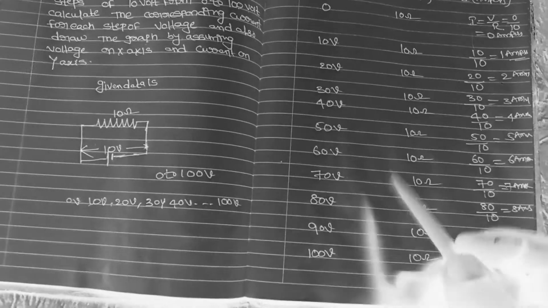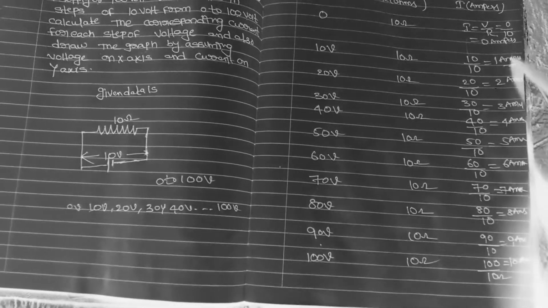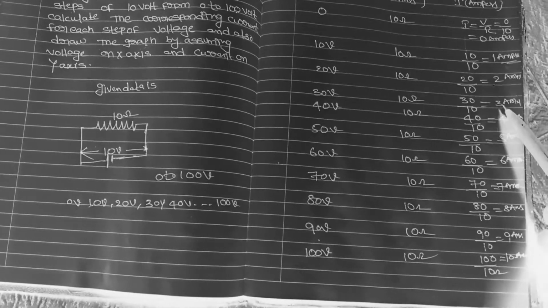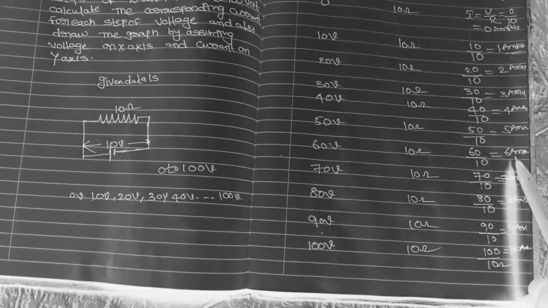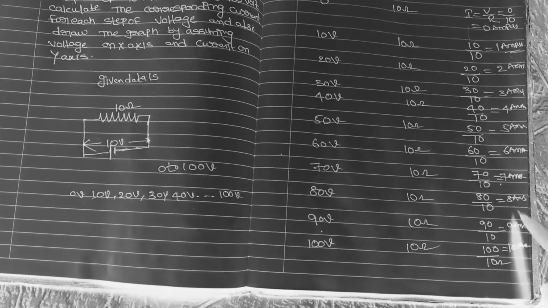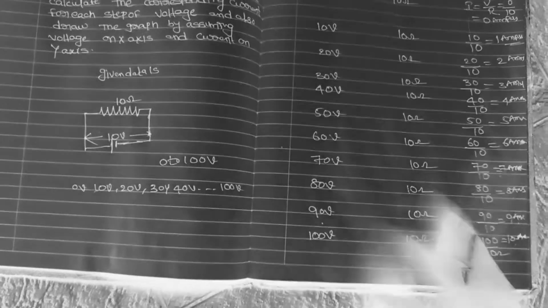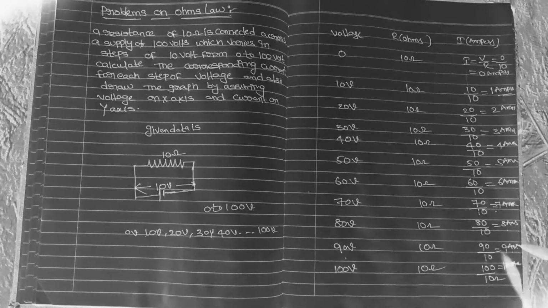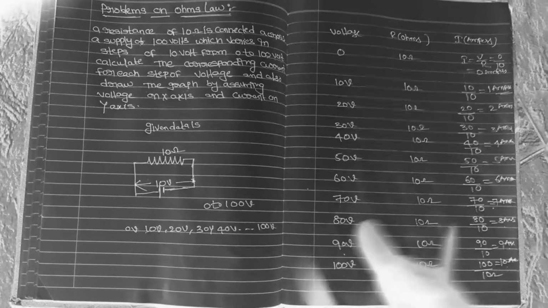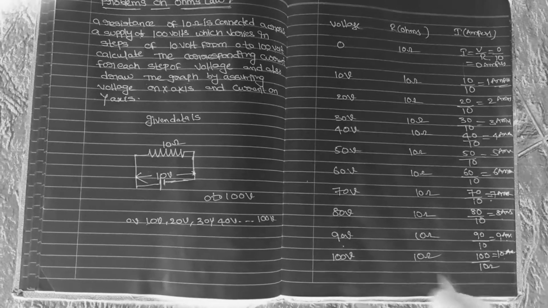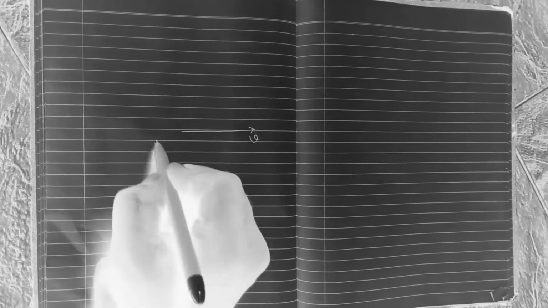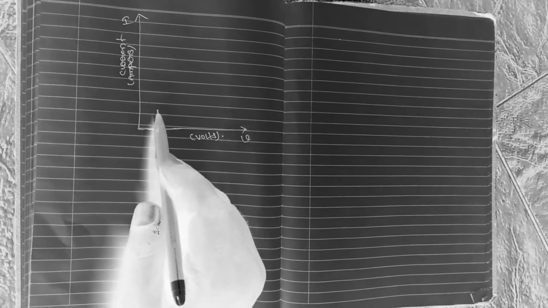So like this we have to calculate at all the different voltage ratings. Finally we are getting 1 ampere, 2 amperes, 3 amperes, 4 amperes, 5 amperes, 6, 7, 8, 9 up to 10 amperes. So according to all these current values, now we have to draw the current versus voltage graph. Here the x-axis is taken as voltage and the y-axis is taken as current.